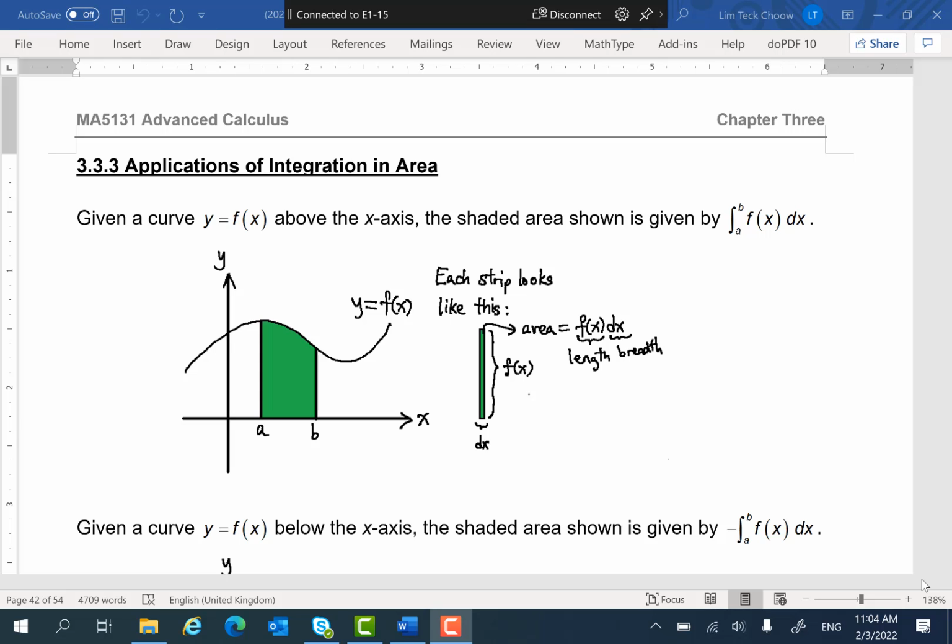Various sets of notes, various teachers, various authors or books, they will give you the explanation quite similarly. There are some differences, but the bottom line is, you always start off with a small strip, and then you extrapolate to cover the entire stretch of the area.